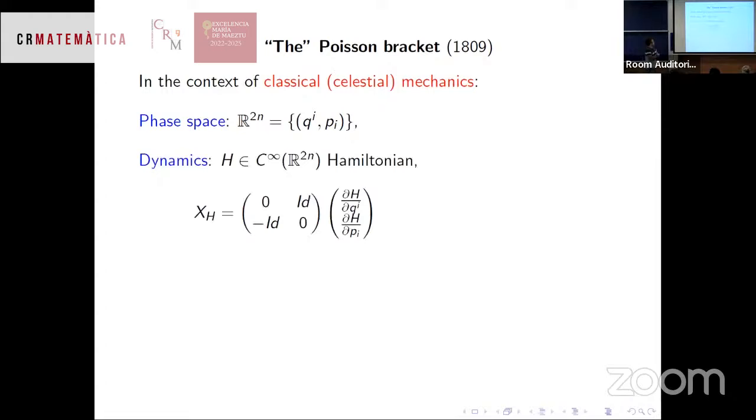Then the dynamics of a mechanical system is governed by a distinguished function called the Hamiltonian. Each problem has its Hamiltonian. And the way you produce the vector field, whose time evolution is what you're interested in, is by taking the gradient of the function.